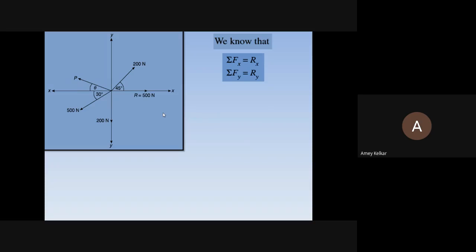Now this is the soul of this problem. We know that summation Fx is equal to Rx. When we find the resultant, you have seen R is equal to square root of summation Fx square plus summation Fy square. Now what is summation Fx? It is the x component of the resultant, because Fx means the total effect of all the forces acting along the x-axis. So I'll take summation Fx as the x component of the resultant. R is the resultant and Rx means the x component of the resultant.